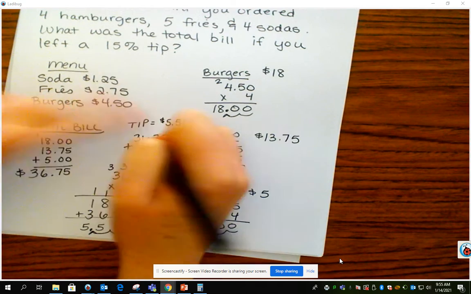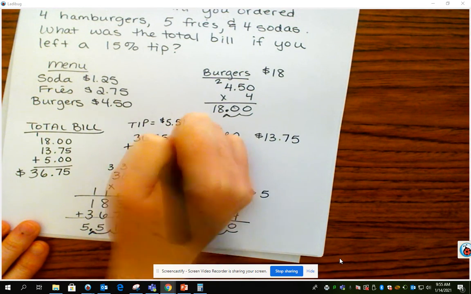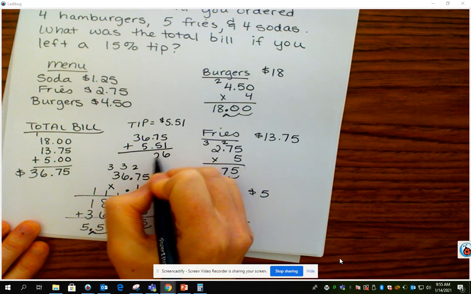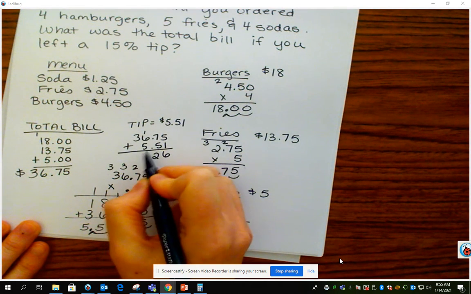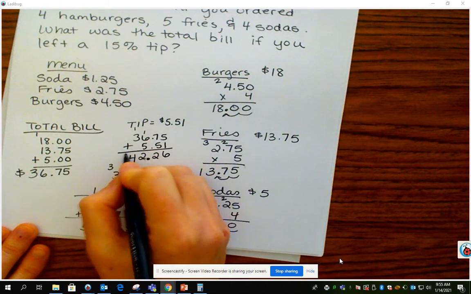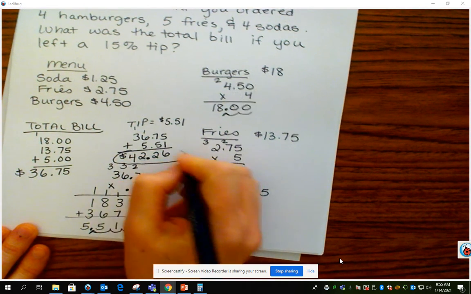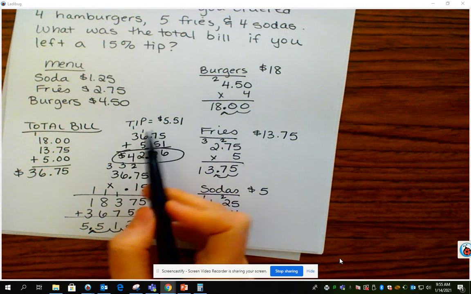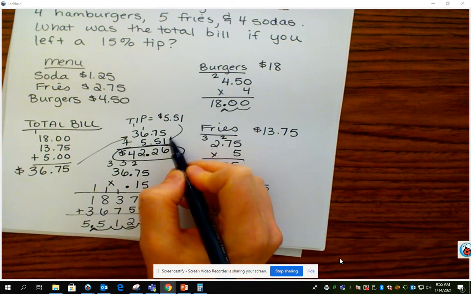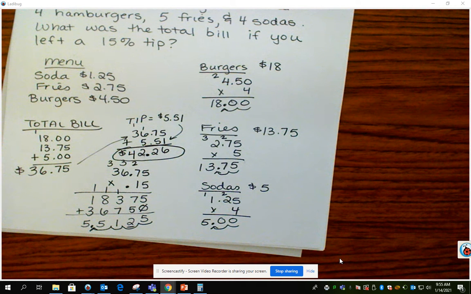And now when I add my total bill plus my tip, being careful to line up my decimals, I'm going to end up with $42.26 for my final bill. So I added my total bill here plus my tip. Okay, just the same as a markup or a sales tax.